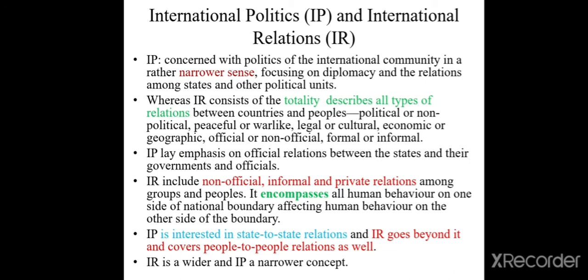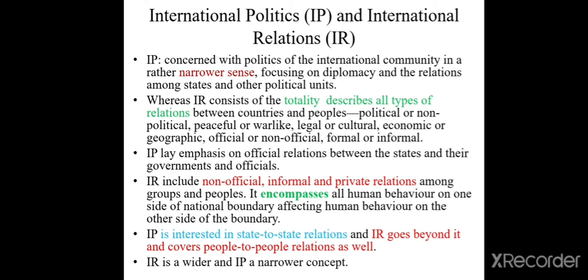So here, what is the difference between international politics and international relations? Basically, international politics is concerned with the politics of the international community in a rather narrower sense, by focusing on diplomacy and the relations among states and other political units, whereas international relations describes the totality of all types of relations between countries and peoples, political or non-political, peaceful or warlike, legal or cultural, economic or geographic, official or non-official, formal or informal. That's why international politics lays more emphasis on the official relations between states and governments and officials, whereas IR includes non-official, informal and private relations among groups and peoples.